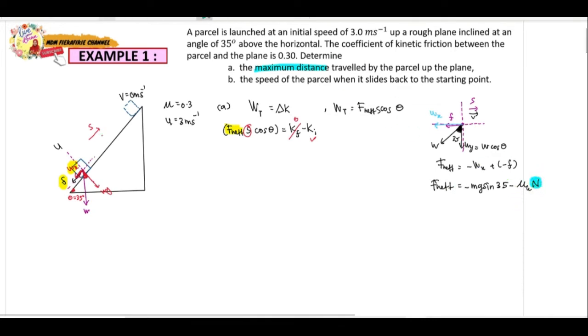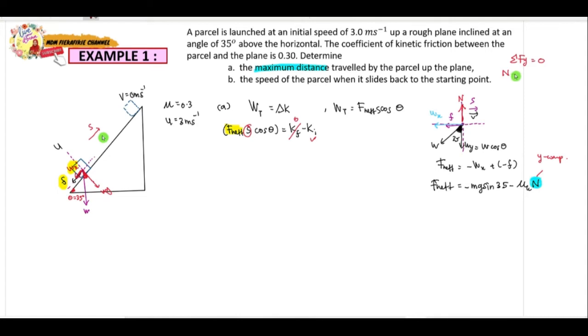Kita nak dapat daripada mana? So normal force duduknya di Y component. Okay, so referring to the Y component, we can write total Fy equal to 0.